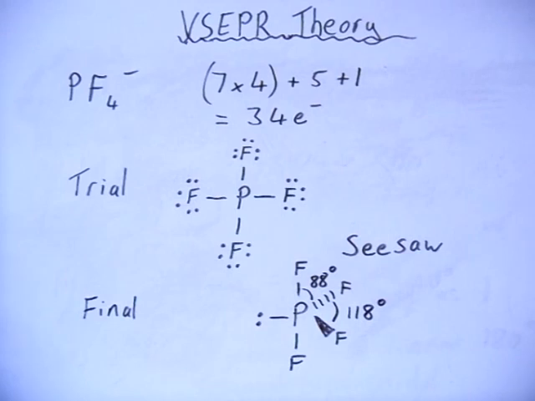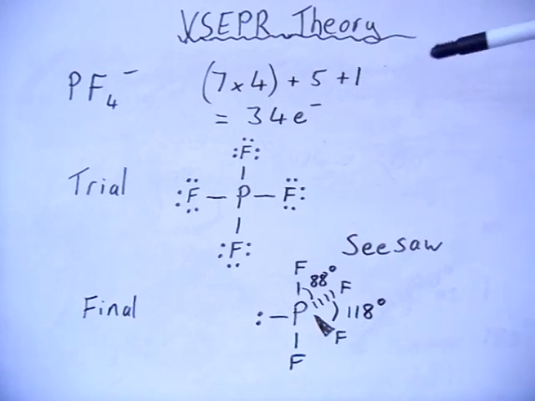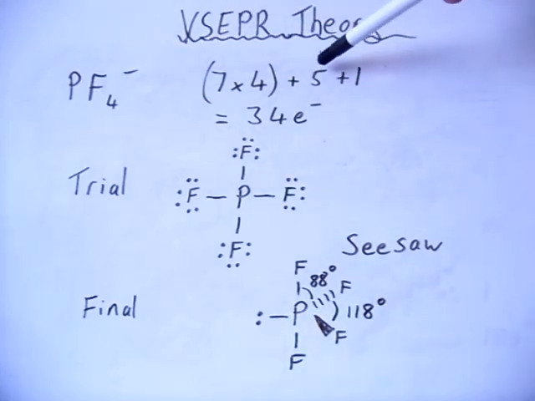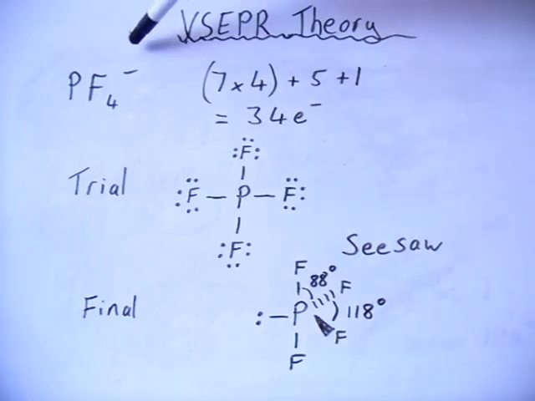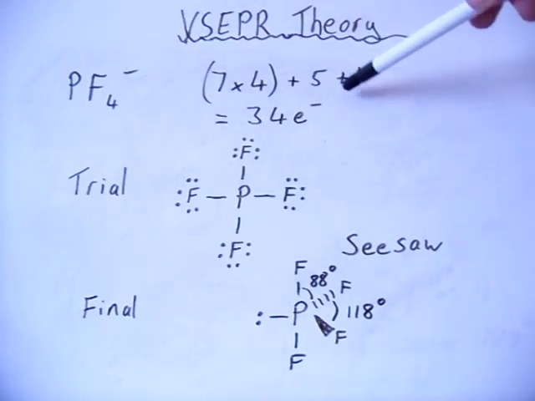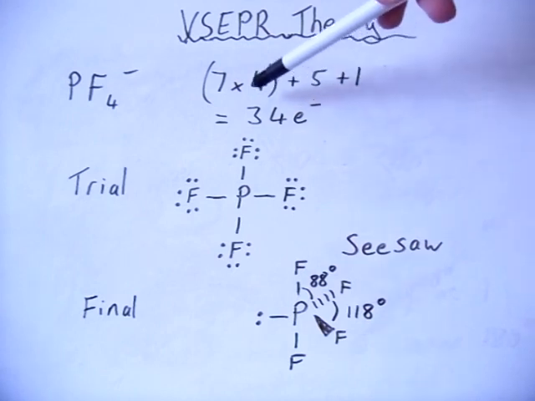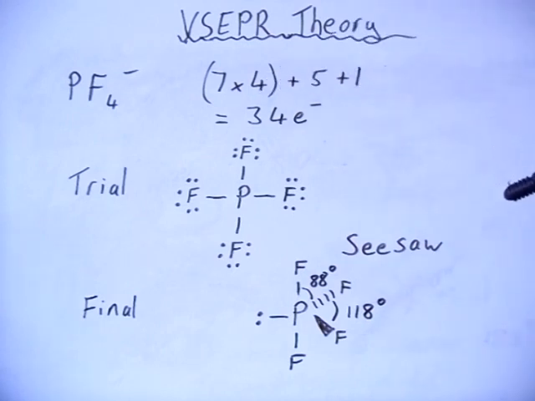Okay, I'm just going to run through one of the ions, how you actually stick it together and where the shape comes from. Again, counting up the valence electrons for each of these: fluorine's in group 7, so 7 times 4. Phosphorus is in group 5, so I've added the 5. And we've got a singly negative charge, so I've added 1 here. That gives us 34 electrons total to play with.